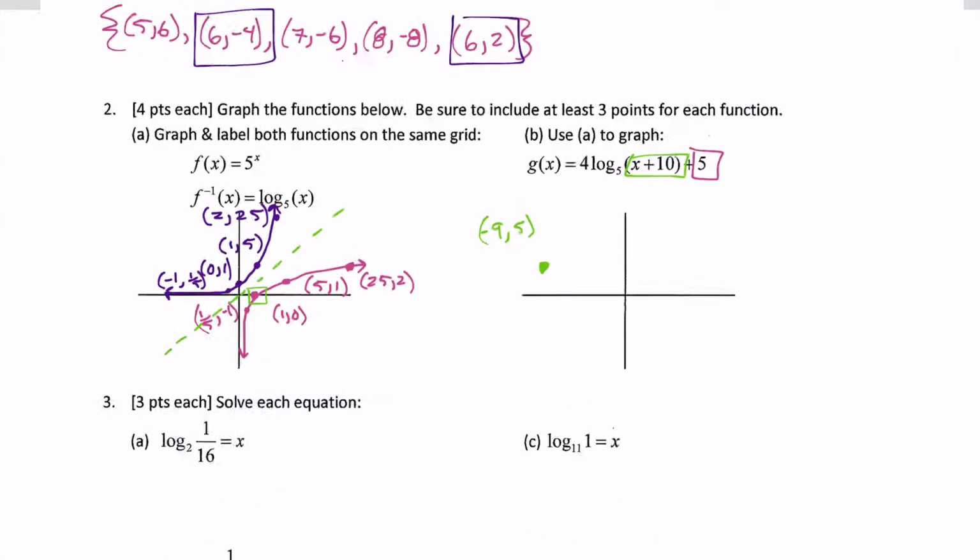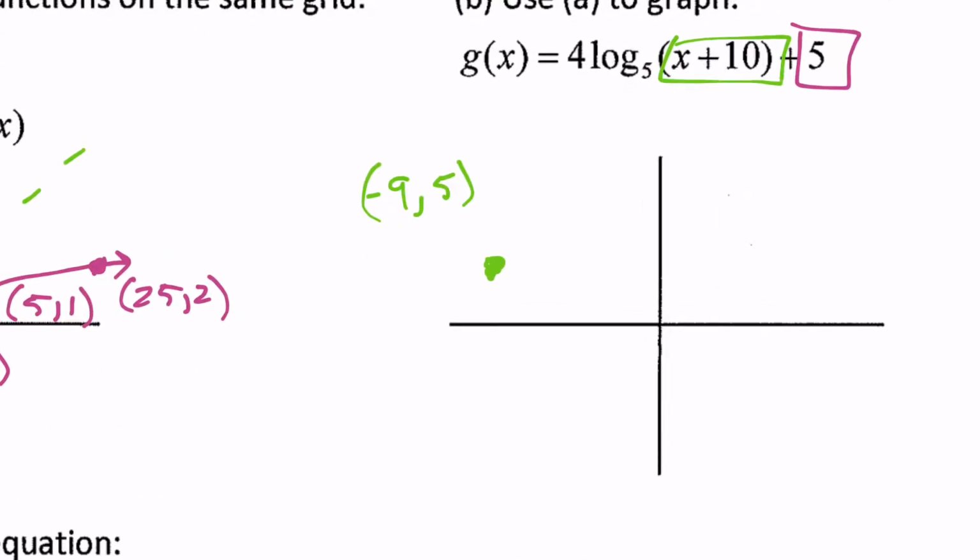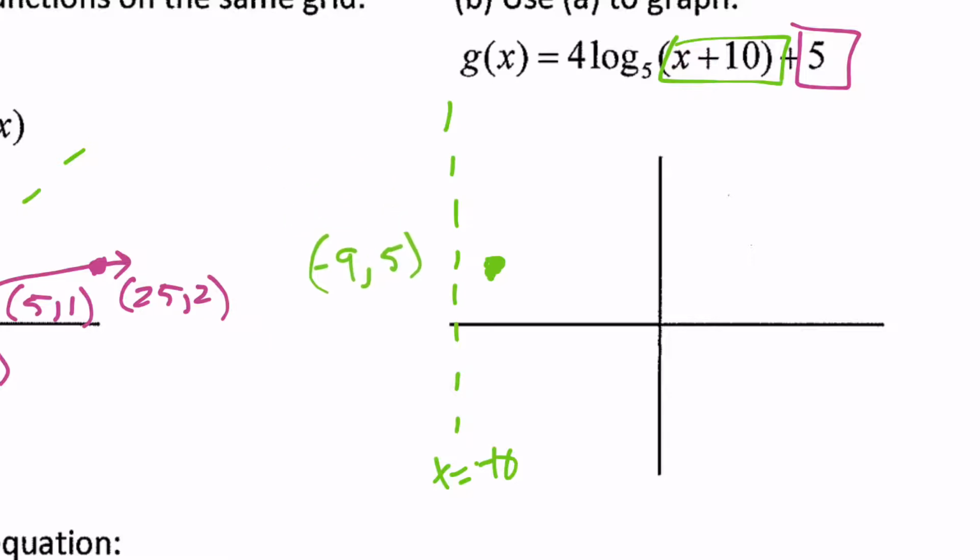Where is my vertical asymptote? Well, my vertical asymptote was at an x value of 0, but everything's moving left 10, so it is now at an x value of -10. So there's my asymptote right there at x equals -10. All right, and then there was that point.